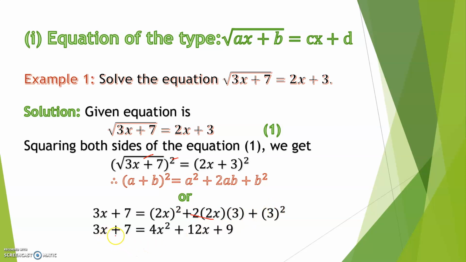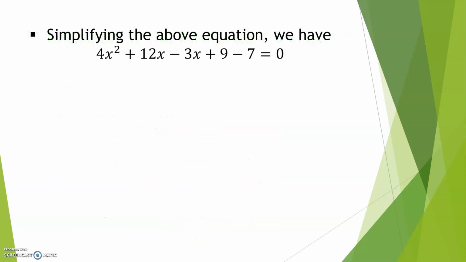Again simplifying and get 3x plus 7 is equal to 4x square plus 12x plus 9. Again simplifying and get 4x square plus 12x minus 3x plus 9 minus 7 is equal to 0. Now we will simplify the like terms and get 4x square plus 9x plus 2 is equal to 0. This is the required equation in the standard form.